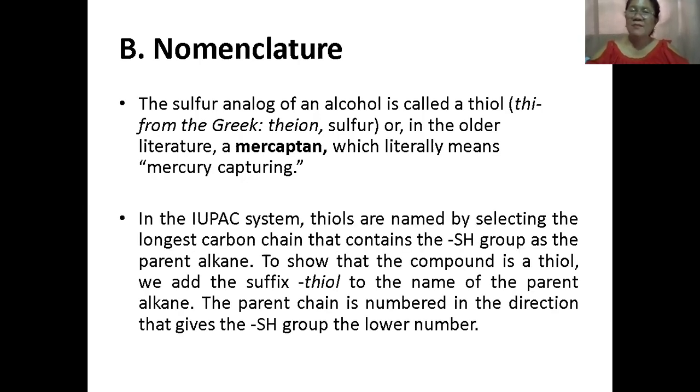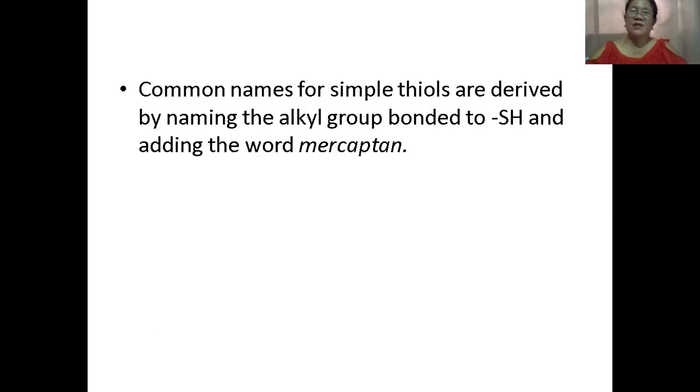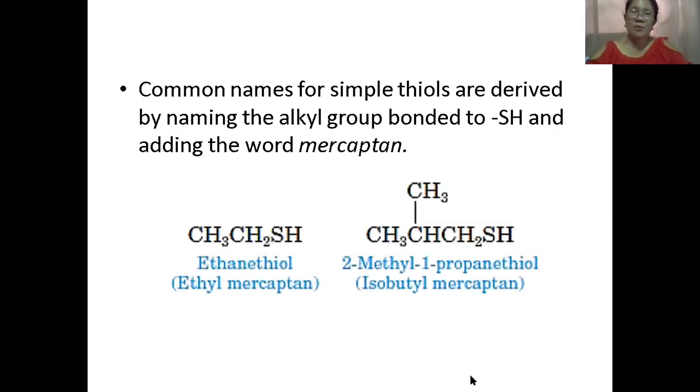So in the IUPAC system, the name of thiols: you select the longest carbon chain that contains the SH, then name it as the parent alkane. To show that the compound is a thiol, you add the suffix thiol to the parent. Of course, the parent chain is numbered in the direction that gives the SH the lower number. The common names for simple thiols are derived by naming the alkyl group bonded to the SH, adding the word mercaptan. That's the common name.